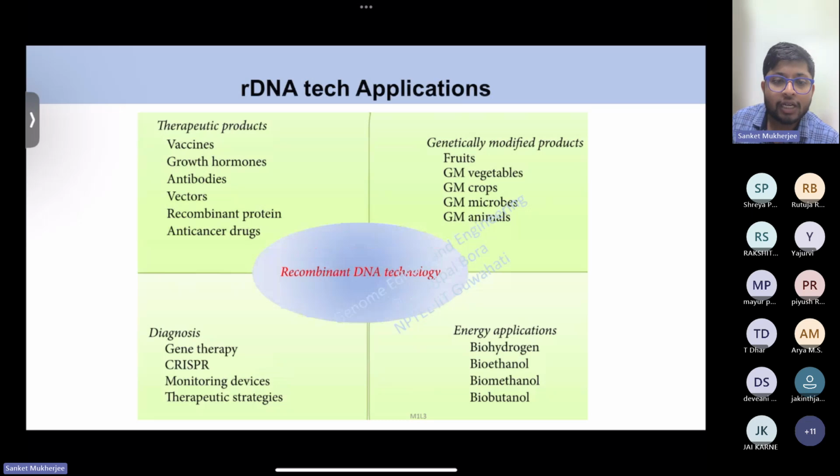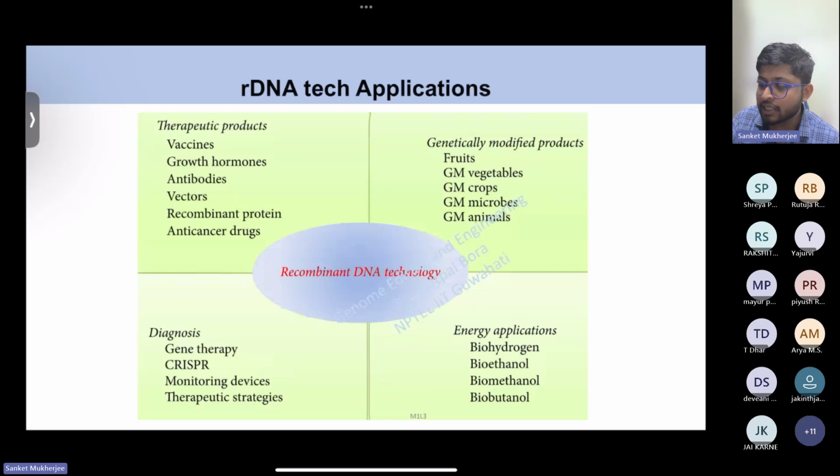Right. So rDNA technology, or genetic engineering, in other words, has various applications. It can be used to produce vaccines, growth hormones, antibodies, and vectors. For example, in the case of vaccines, we have the mRNA vaccine, or if you are having the spike protein, or the DNA vaccine. These all are rDNA applications. Even in the case of SARS-CoV-2, we had that kind of thing.